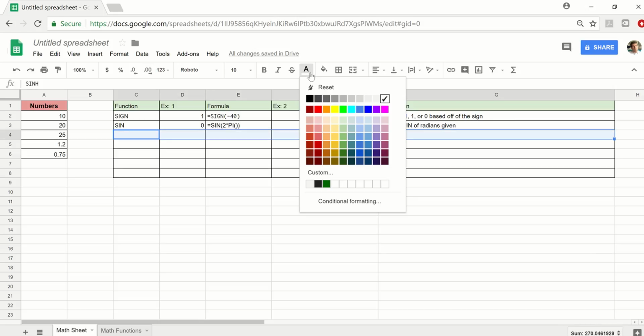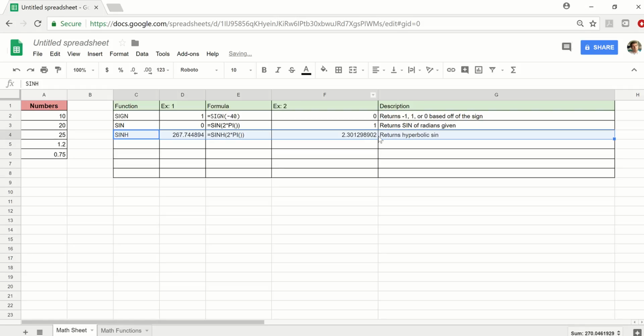So for this, SINH returns you the hyperbolic sine. So instead of sine, it's just sine h for hyperbolic. And as you can see here, you can do the same thing like you did with sine and use the PI function within, and use RADIANS within as well.